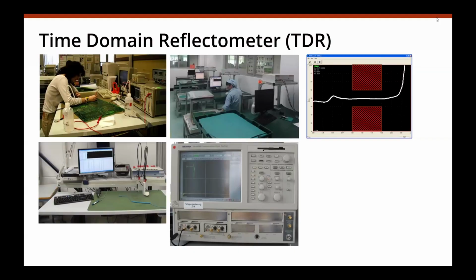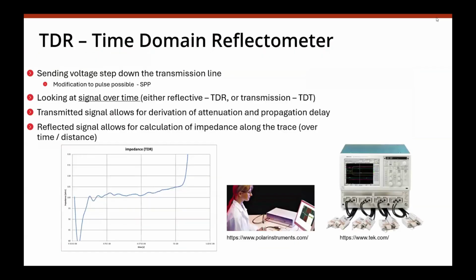And on the upper right-hand side, you see an impedance plot where from left to right you have the distance or the return time, and the y-axis is the impedance. TDR works by sending a voltage step down the transmission line and looking at either the reflection or the transmission. Reflection allows impedance to be derived out of that. Transmission allows for easy attenuation and propagation delay measurement.